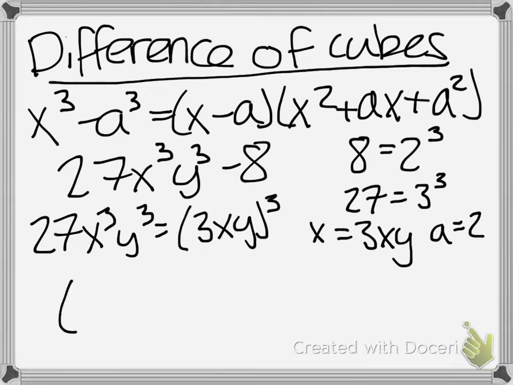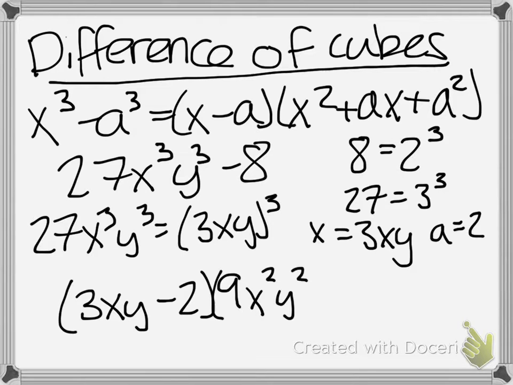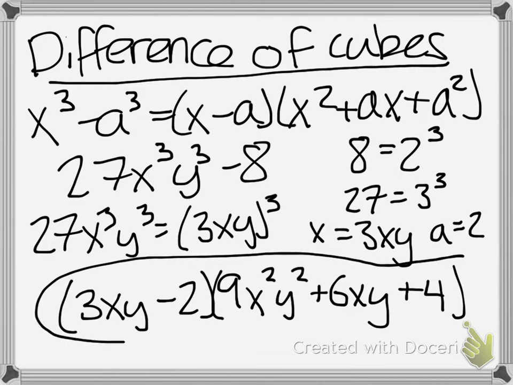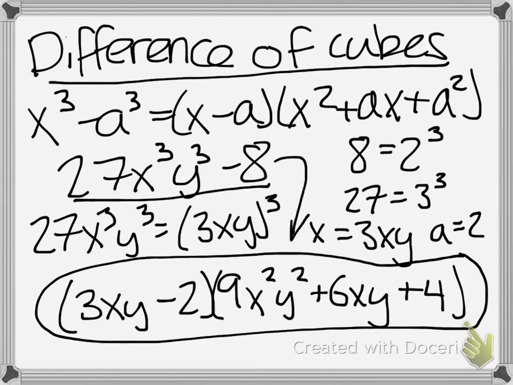I plug into my formula, x, 3xy, minus a, 2, times x squared. So 3xy squared, 3 squared x squared y squared, 9x squared y squared, plus a times x, 2 times 3xy, 6xy, plus a squared, which is just 2 squared, is 4, plus 4. So I have factored this difference of cubes as this. Again, you can multiply that out, make sure we're right, but we are.